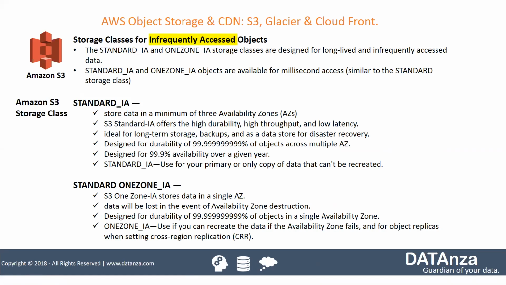So when we talk about the storage classes, they are meant for two types of access: frequent and infrequent. In infrequent access, we have standard IA and one zone IA. In one zone IA, the S3 storage, your bucket or your objects, is maintained in a single availability zone. When you talk about standard underscore IA, your copies are maintained in three availability zones.